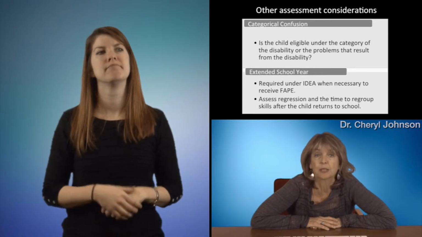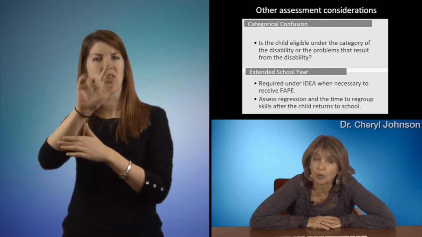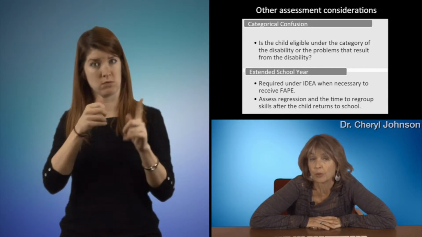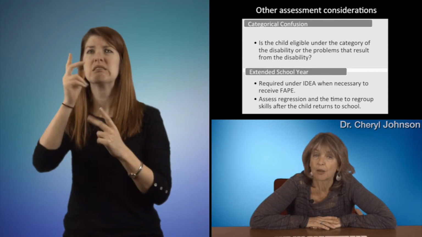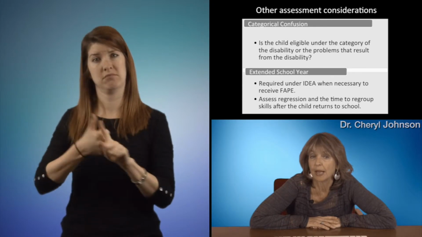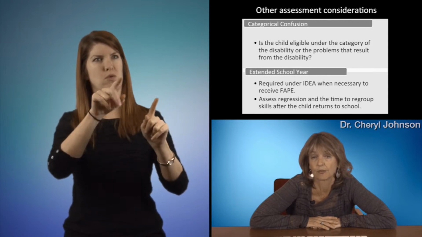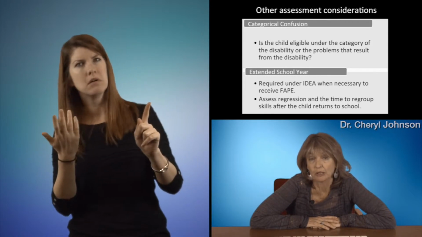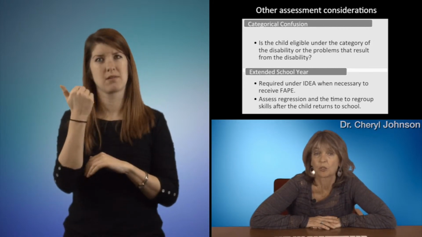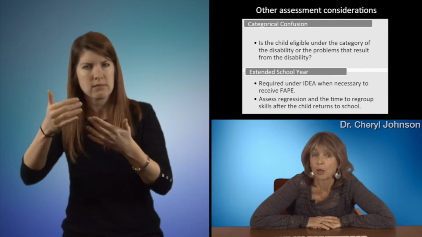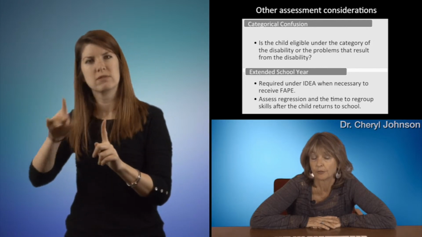Some other assessment considerations, one I call categorical confusion. Is the child eligible under the category of the disability or the problems that result from the disability? What I see in many states is that a child who's deaf or hard of hearing will be identified under the category of speech language because that's viewed as the primary need that they have. While that's not illegal, it has some implications for children because special considerations, which I'll talk about in a moment, do not apply for children with speech-language impairments. They have to apply to children who are deaf and hard of hearing.